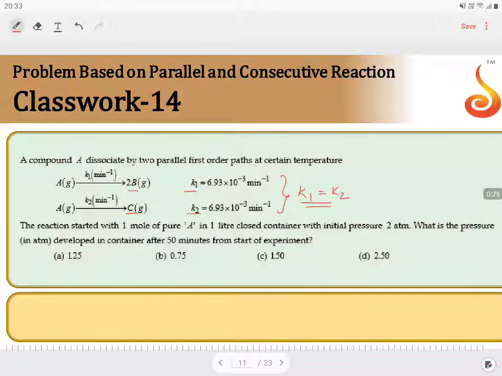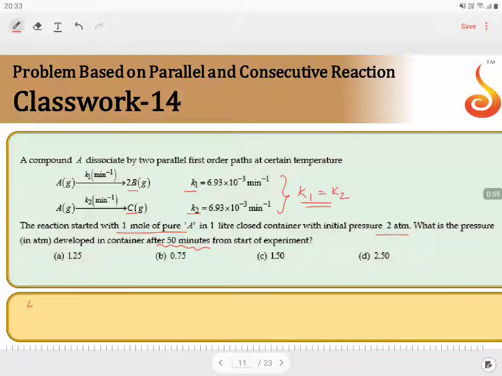minute inverse. Now the reaction started with 1 mole of pure A. So the volume initially is 1 mole in a 1 liter container with an initial pressure of 2 atmosphere. What is the pressure developed in the container after 50 minutes from the start of the experiment? Now what is this time related to the experimental conditions we have to find? Is there any relation of this time to the experimental conditions? Let us find that out by taking a simple logic.